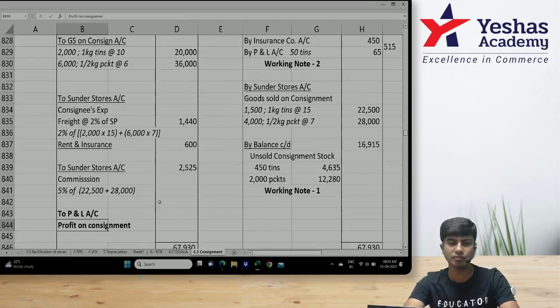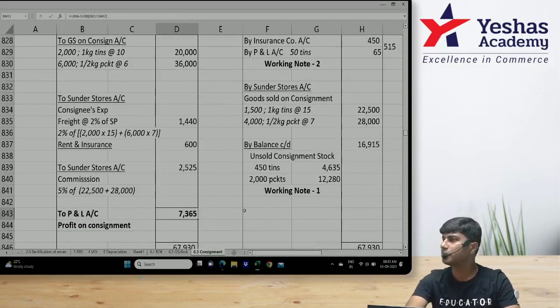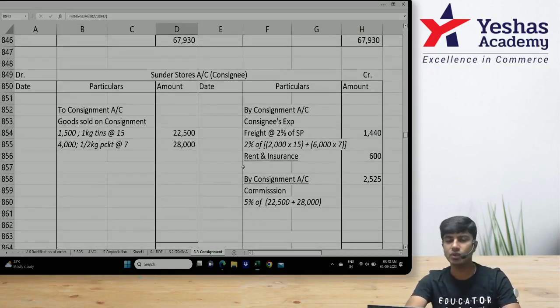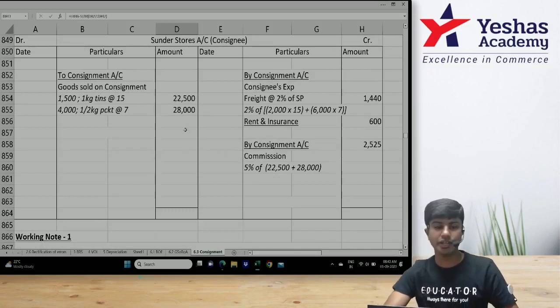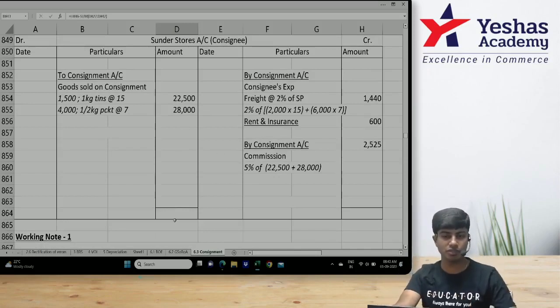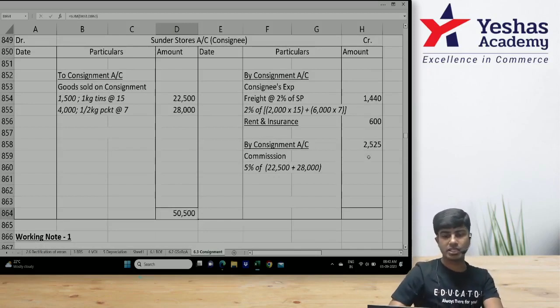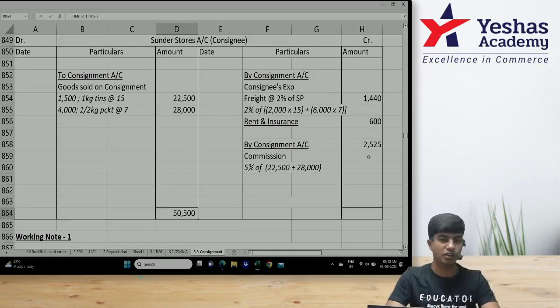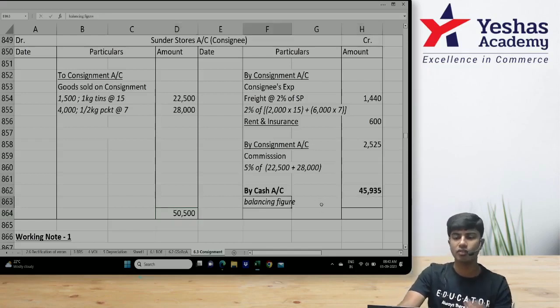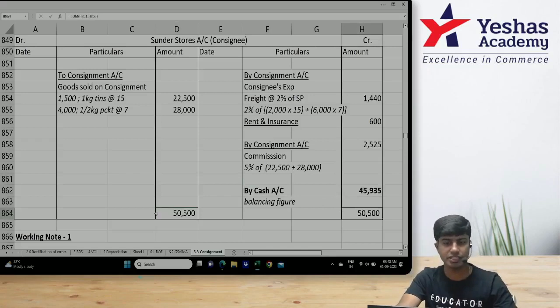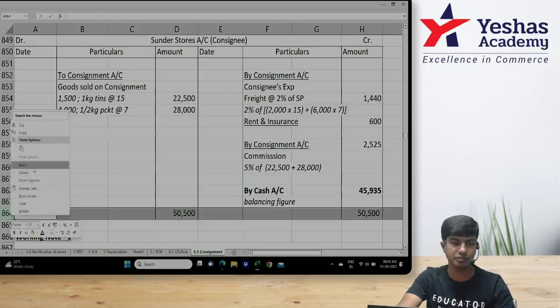67,930. Profit of 7,360. Quite simple. And in consignee account, we cannot write balance carried over. Why? It's settled. So 22,000 plus 28,000, 50,500. Deduct this 1,440 plus 600 plus 2,500. Deduct all of this together. 5,930. That is our cash.